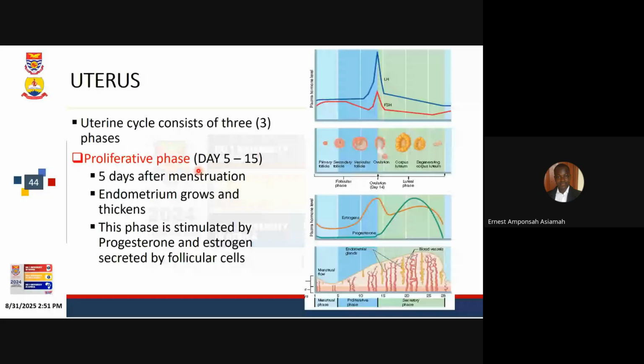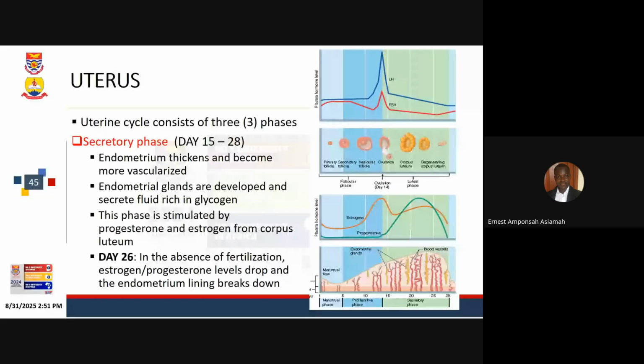So the follicular cells, during that time, if you look at the top picture here, the ovary, the ovarian cells will start developing. So we have the follicular cells also developing. They will be secreting estrogen and progesterone, and that would also stimulate the growth of the endometrium.